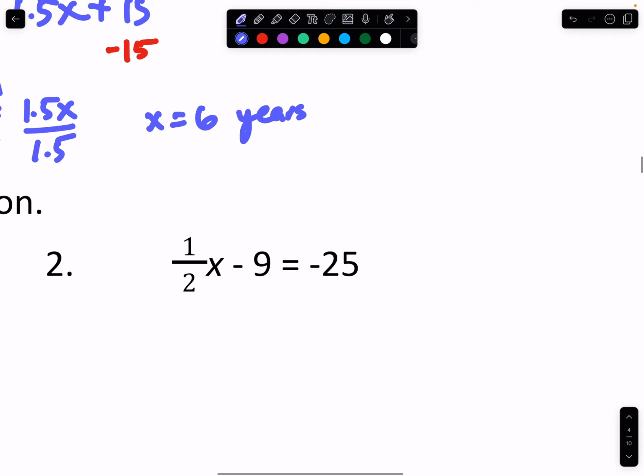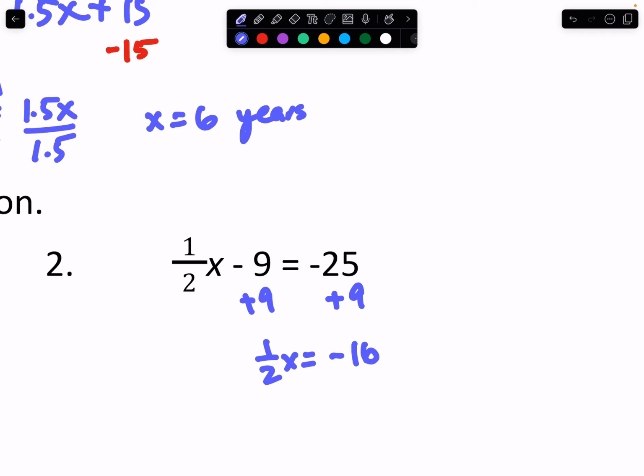Here in this problem right here, I'm going to add the 9 first. Then I have 1/2 x is equal to negative 16. Remember how I said the other day, if you have a fraction times a variable, you could get rid of it by multiplying both sides by the reciprocal. So that's exactly what I'm going to do here. Multiply both sides by 2 over 1. Why? Because then these undo each other, and all I'm left with is x is equal to, well, if I multiply straight across, I'm left with x equals negative 32.